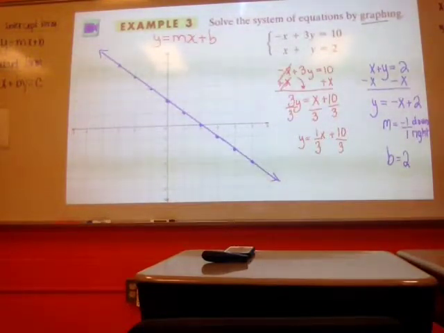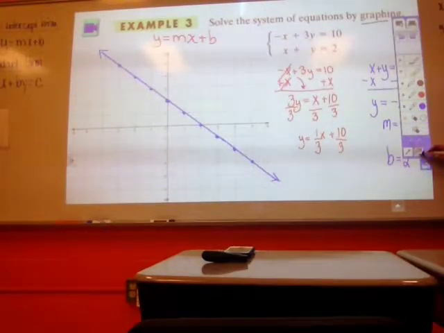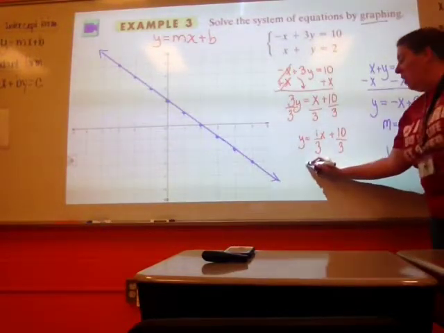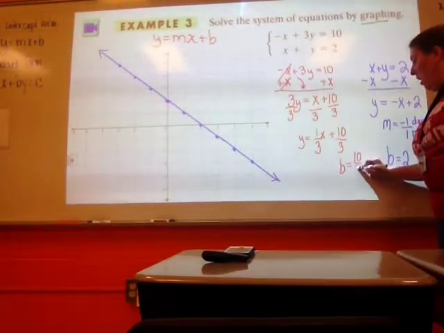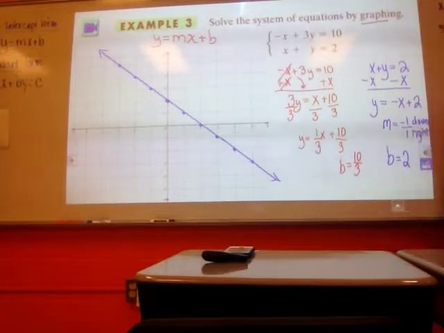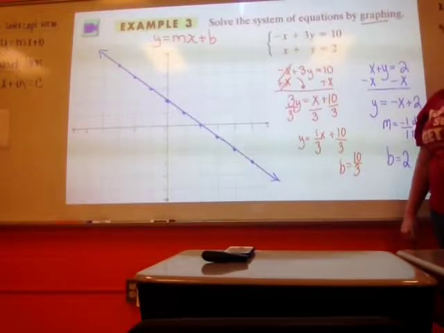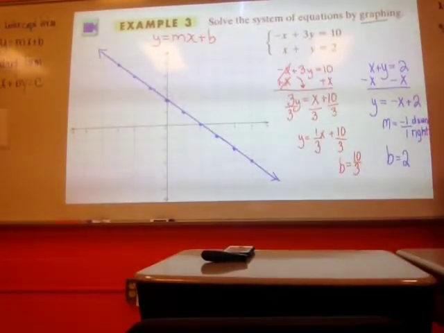We don't really want to graph that one a whole lot, do we? Because what's our y-intercept? A fraction. Our y-intercept is this ugly 10 over 3. And it's not even a good fraction. It's not even a fraction that would give us like 1 and 1/2, right? It's a repeating decimal fraction. Okay? It's like 3 and 1/3. Bleh.